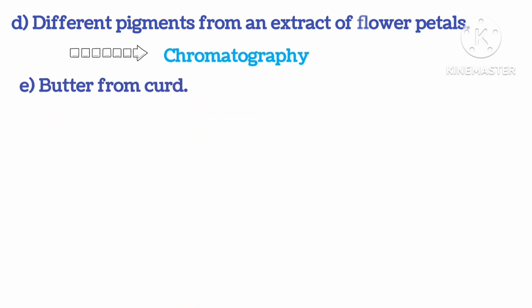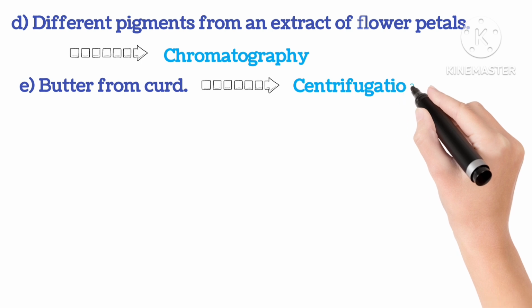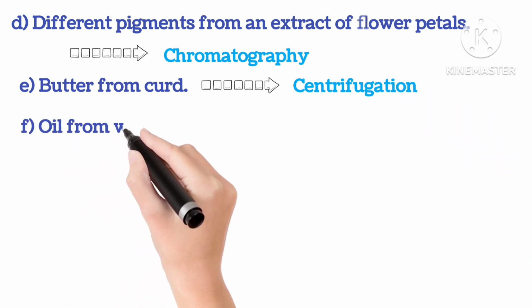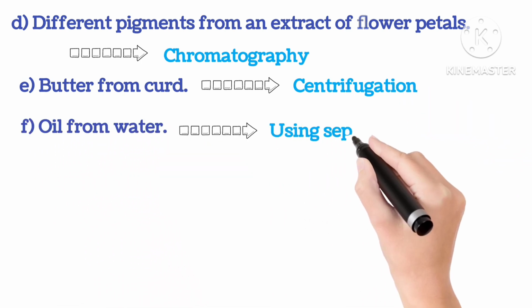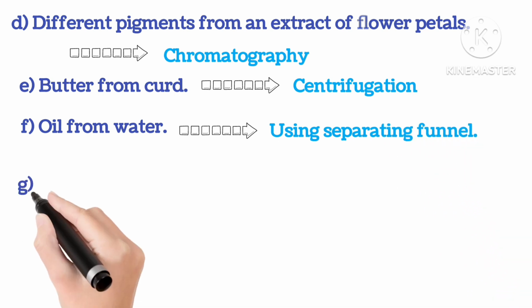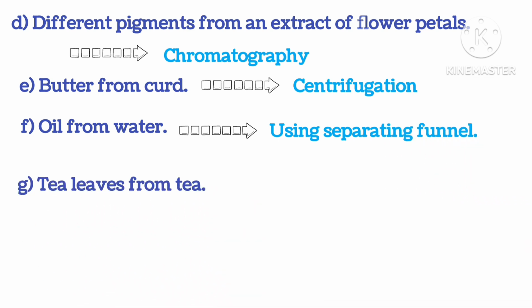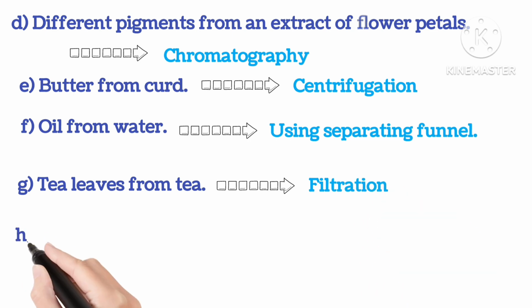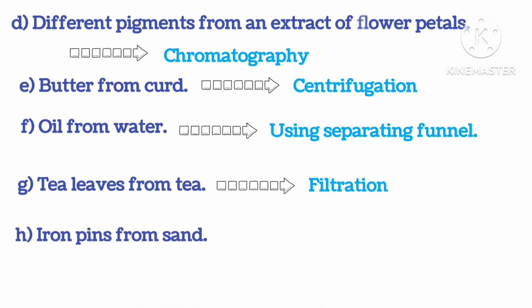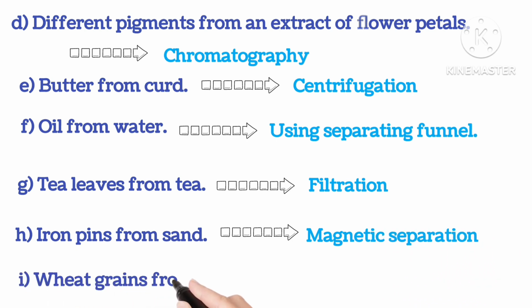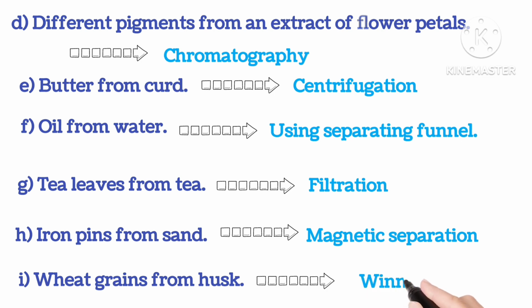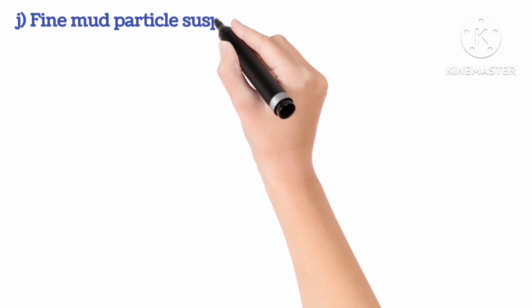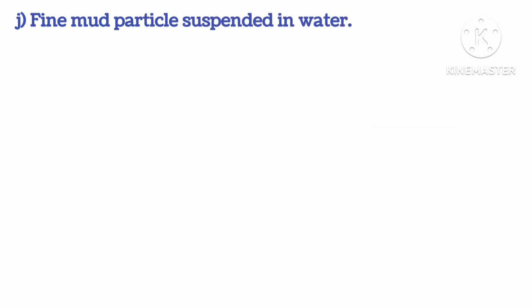For separation of butter from curd, we use centrifugation. For oil from water, we use a separating funnel. For tea leaves from tea, we use the filtration technique. For iron pins from sand, we use magnetic separation. For wheat grains from husk, we use winnowing. For fine mud particles suspended in water, we use again centrifugation.